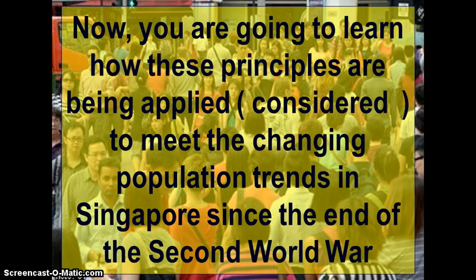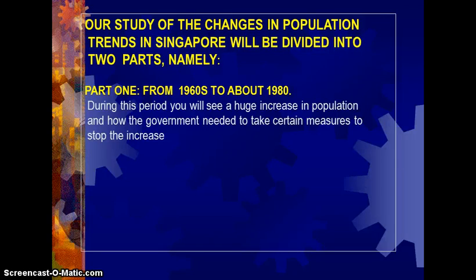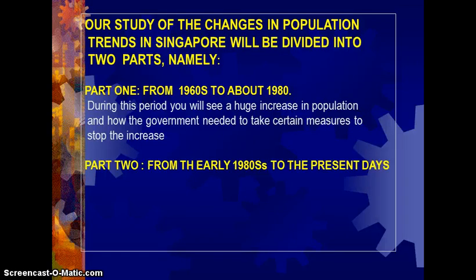Now we are going to learn how these principles are applied or considered to meet the changing population trends in Singapore since the end of the Second World War. Our study will be divided into two parts. Part 1 will cover the 1960s or even earlier to about 1980. During this period, you will see a huge increase in population and how the government needed to take certain measures to stop the increase. Part 2 will be from the early 1980s to the present day.